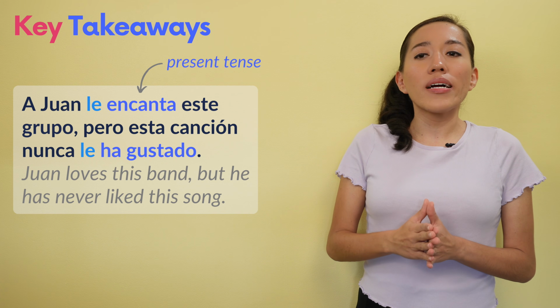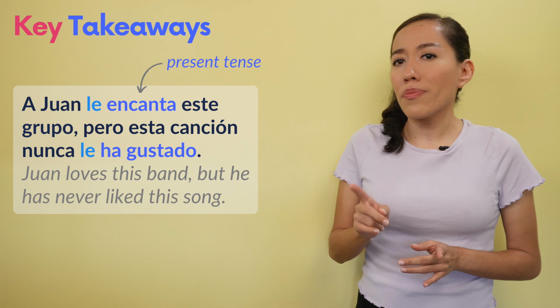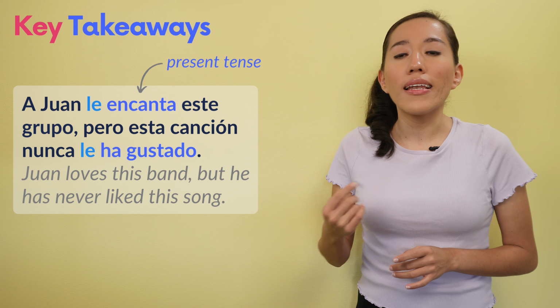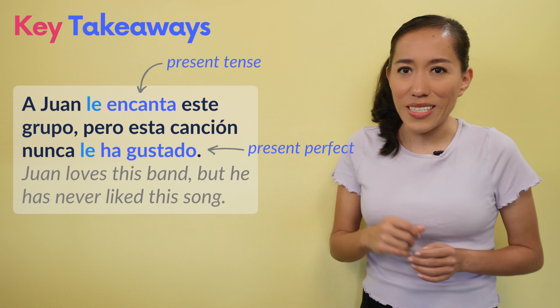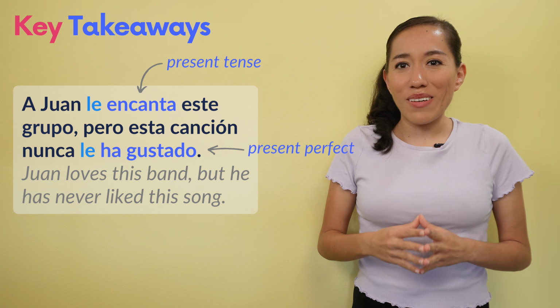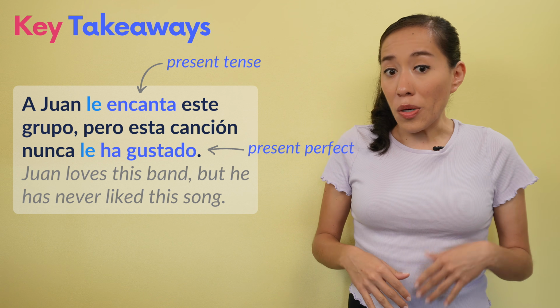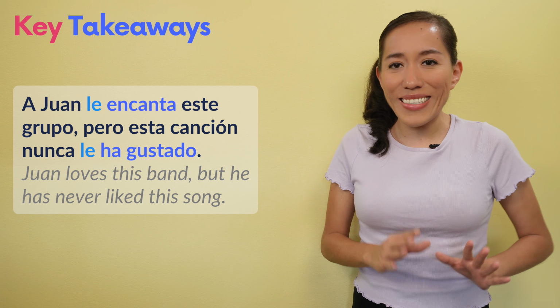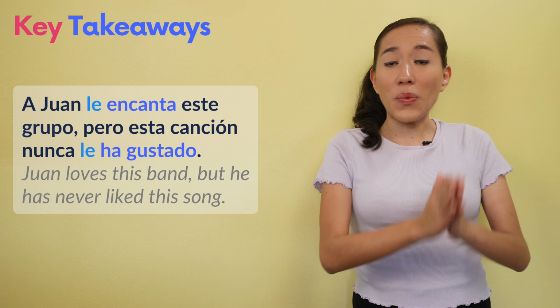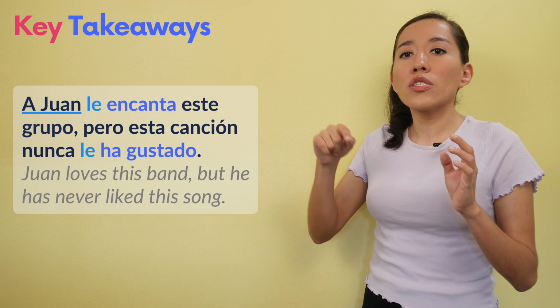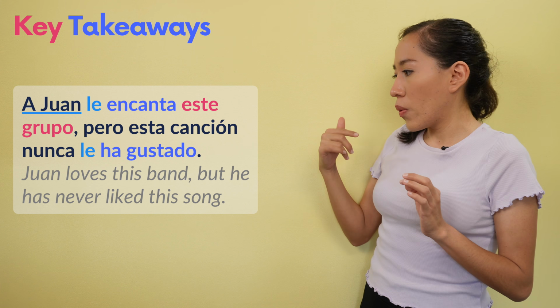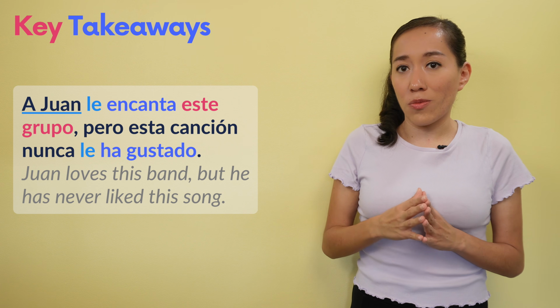Let me give you another example with another tense. A Juan le encanta este grupo, pero esta canción nunca le ha gustado. This is the present perfect. Y con este ejemplo te quiero dar el tip avanzado. So far, we've learned that with gustar sentences, we are going to start with the indirect object and we are going to end with the subject. A Juan le encanta este grupo.